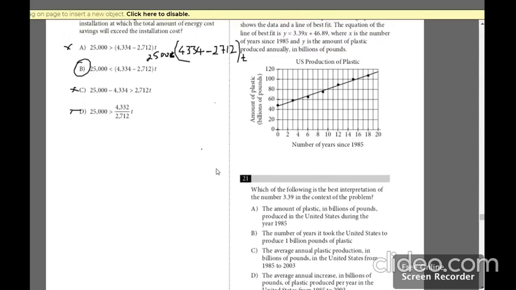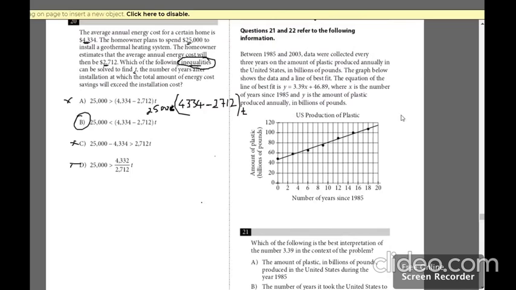Moving on to question number 21, we have graph information given, and it's a linear graph, so definitely its relationship is given in y equals mx plus b form. The slope is going to be 3.39, which is constant for the number of years. As you can see, 1985 to 2003, the data is given, and the number of plastics in billions of pounds.